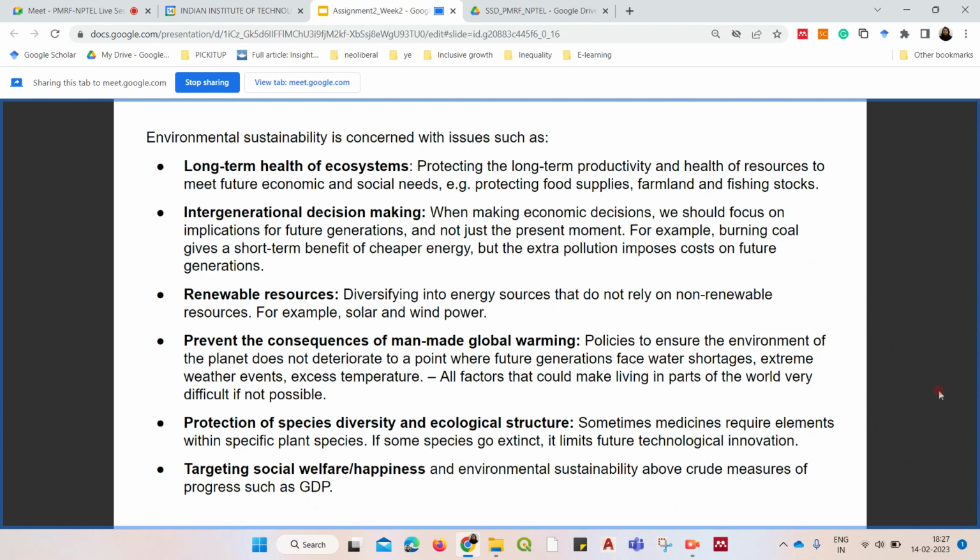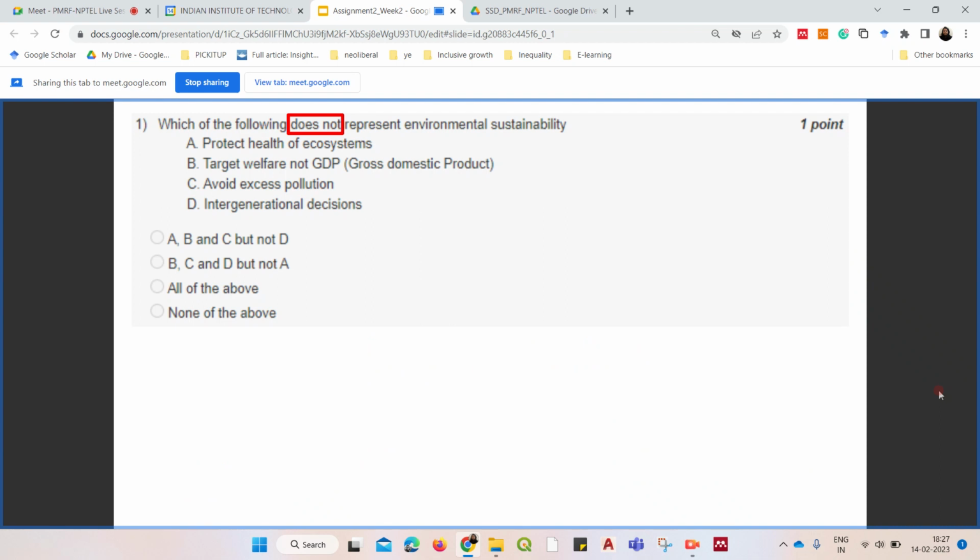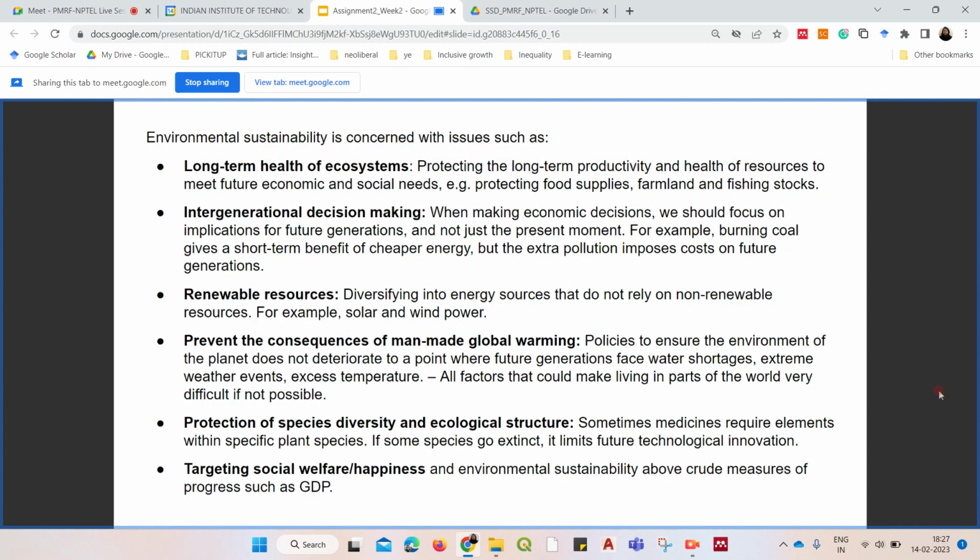And then targeting social welfare or happiness, as I mentioned. So these are the components of environmental sustainability, as we saw. So I hope it is clear to you now how this question can be solved.